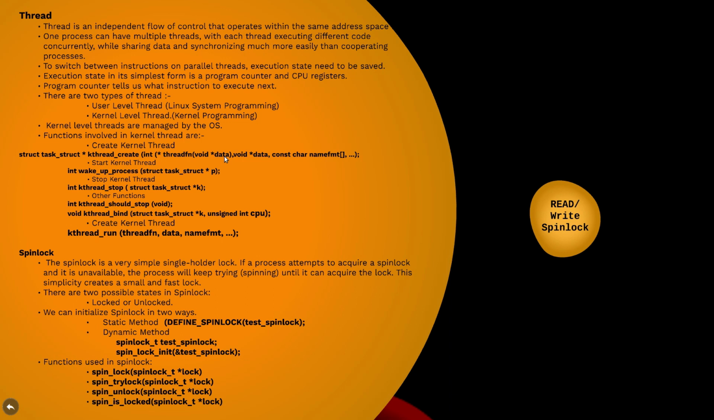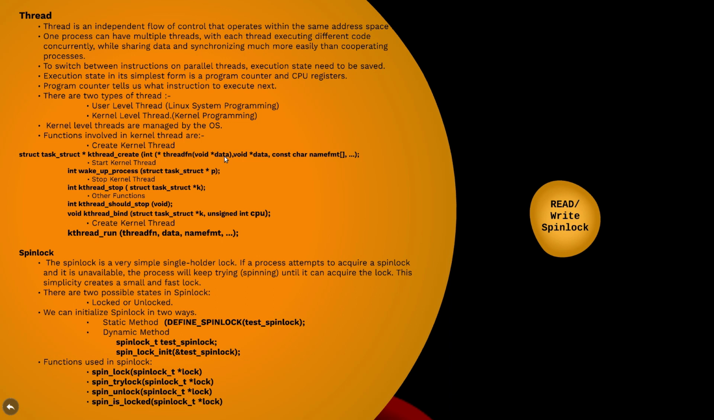The Spinlock is a very simple single holder lock. If a process attempts to acquire a Spinlock and it is unavailable, the process will keep trying, meaning it's spinning over there until it can acquire the lock. This simplicity creates a small and fast lock. There are two possible states in Spinlocks, locked or unlocked.